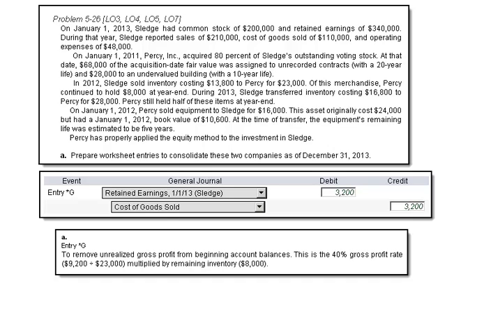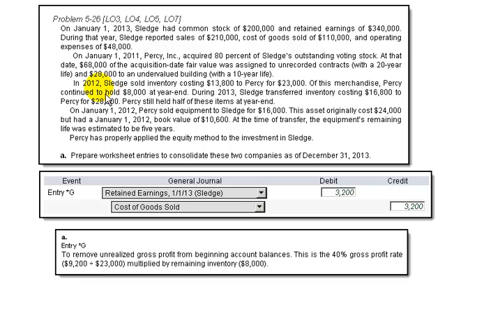Now, I've listed the first entry that I'm going to tackle here. What we're going to do is debit retained earnings for $3,200 and credit cost of goods sold for the same amount. Now, why are we going to do that? Well, we need to remove the unrealized gross profit from beginning account balances.